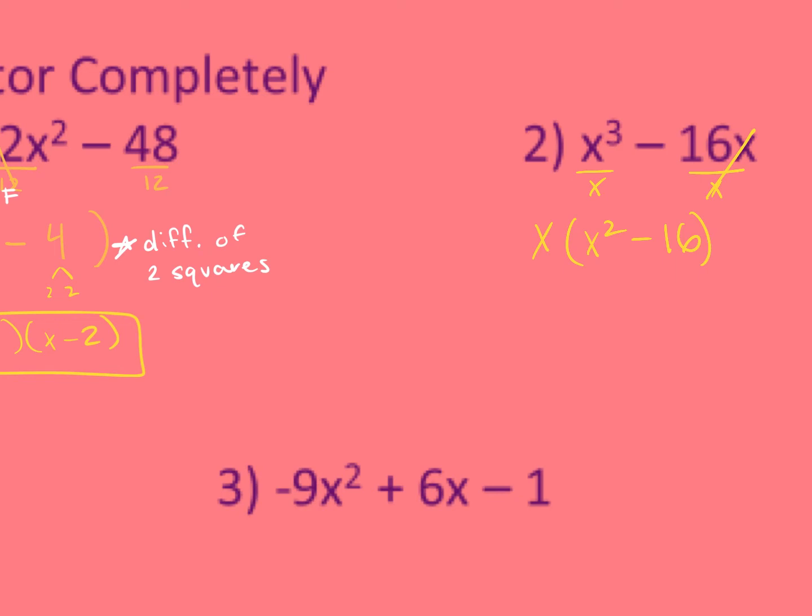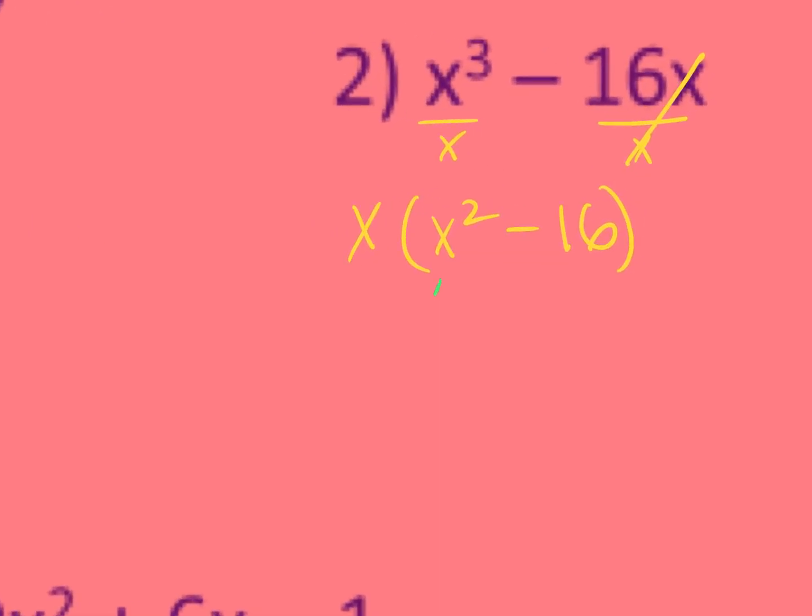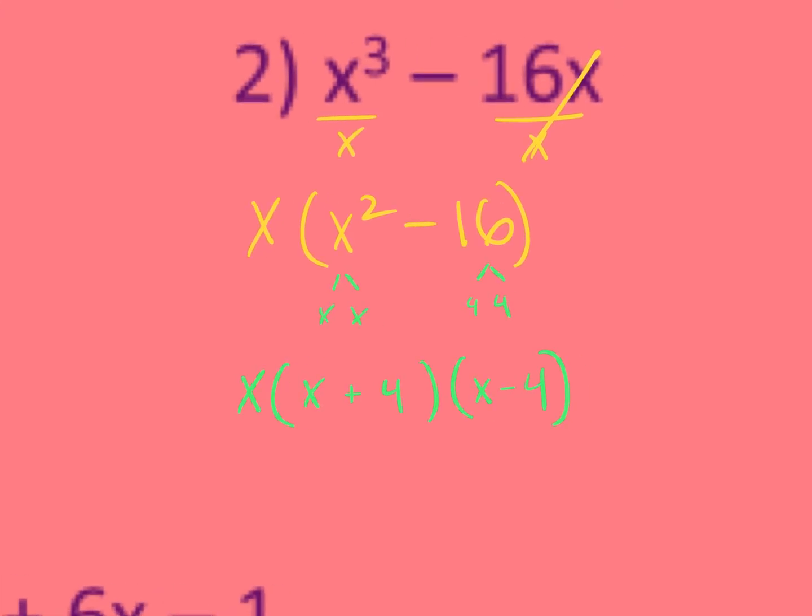Can I factor this anymore? So x squared and 16 are both perfect squares. So what times what gives me x squared? X and x. What times what gives me 16? 4 and 4. So I start off with that x on the outside, and then what would come next? X plus 4 and x minus 4. Awesome. So here I took out the GCF. And then the second step was factoring with the difference of two squares.